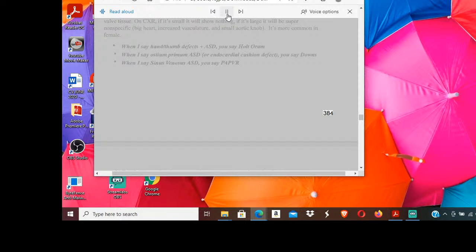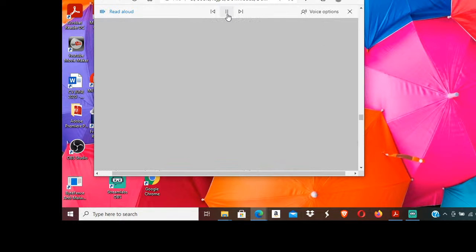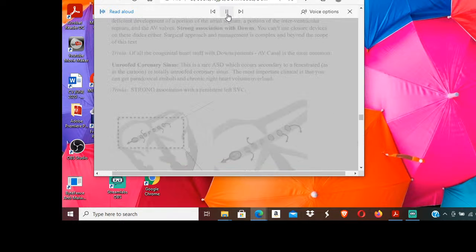384. AV canal, also referred to as an endocardial cushion defect. They happen secondary to a deficient development of a portion of the atrial septum, a portion of the interventricular septum, and the AV valves. Strong association with Downs. You can't use closure devices on these either. Surgical approach and management is complex and beyond the scope of this text. Trivia: of all the congenital heart disease with Downs patients, AV canal is the most common.